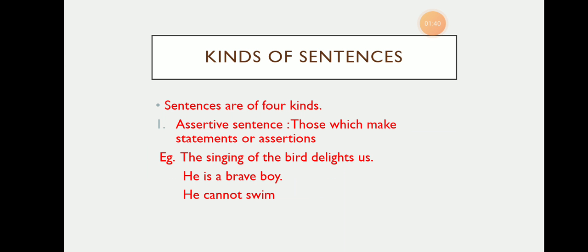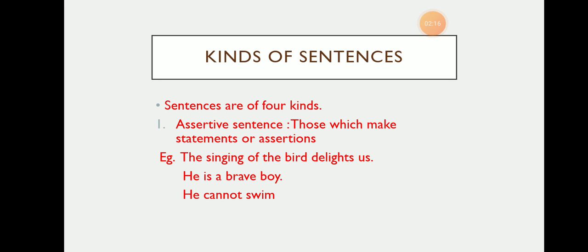You know, students, sentences can be classified according to their structure and according to their functions. According to their function, sentences are divided into 4 kinds. Now let's know the kinds of sentences. The first kind of sentence is assertive sentence. Assertive sentences are those which make statements or assertions.